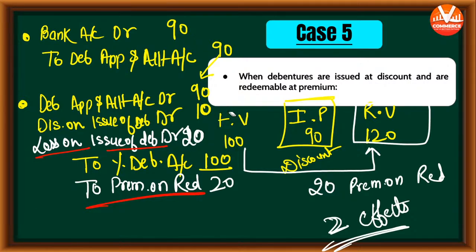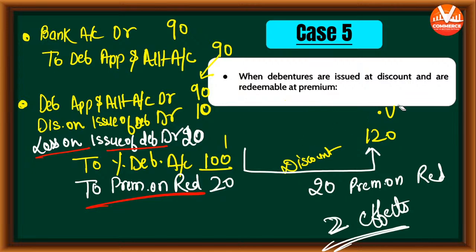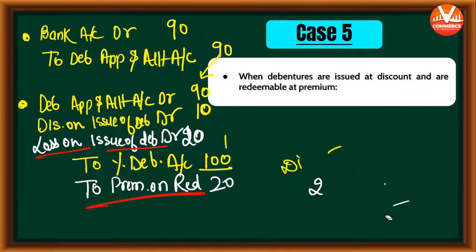So this is the journal entry when debentures are redeemable at premium and issued at discount. First you have to pass the normal entry and then you can insert the effect of premium on redemption. That's it. Is this clear, guys?